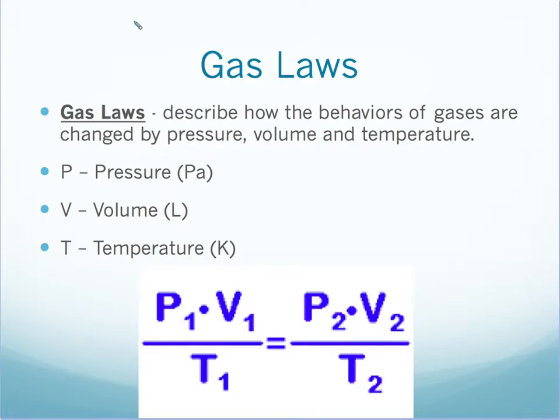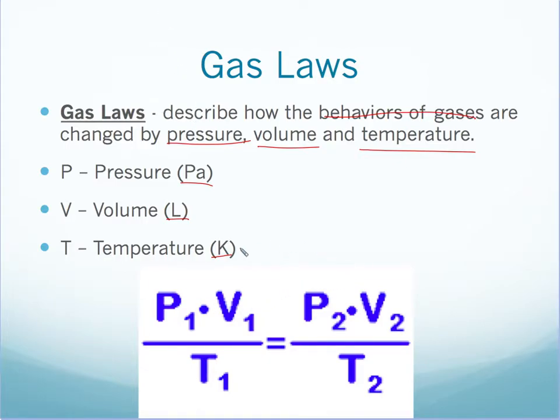To describe them, we have what are called gas laws. There are three people that looked at different properties of gases, but these describe how the behaviors of gases are changed by pressure, volume, and temperature. Pressure is measured in what we call pascals, volume is going to be in liters, and temperature has to be in Kelvin, and we'll talk about that here shortly.